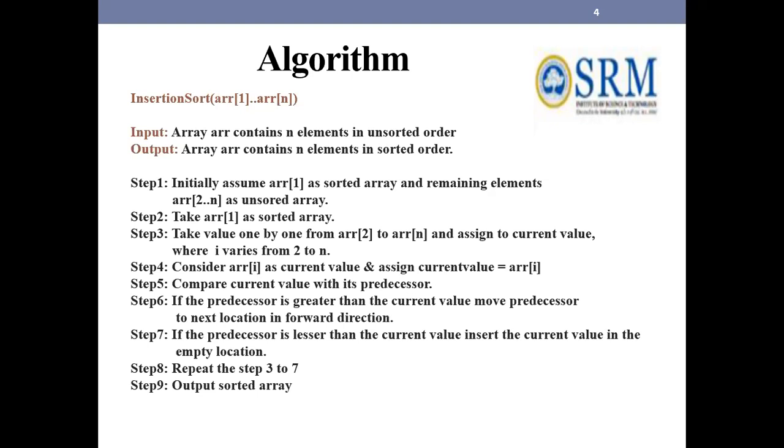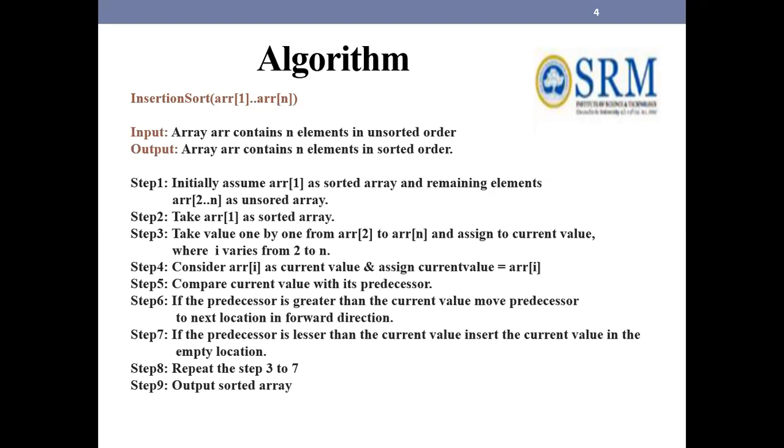So the input is array ARR, the name of the array, which contains n elements in unsorted order. The elements are not in order. What's the output? After insertion sort, all the elements are sorted in ascending order. So array ARR contains n elements in sorted order. That is the output. Now we will see the steps.